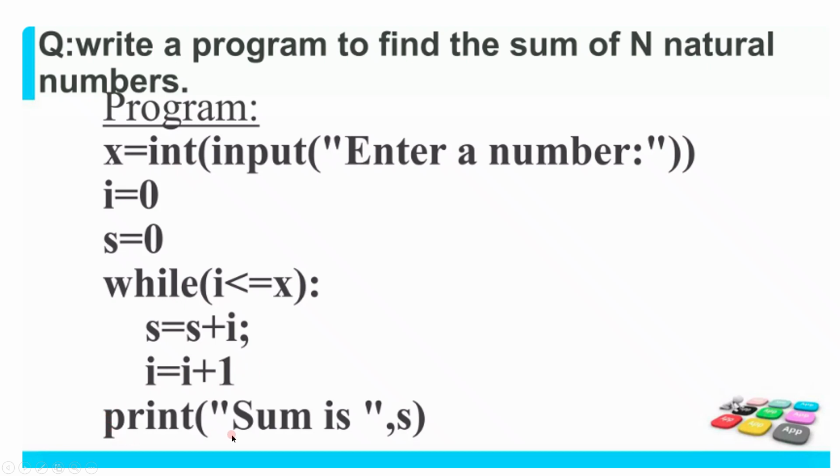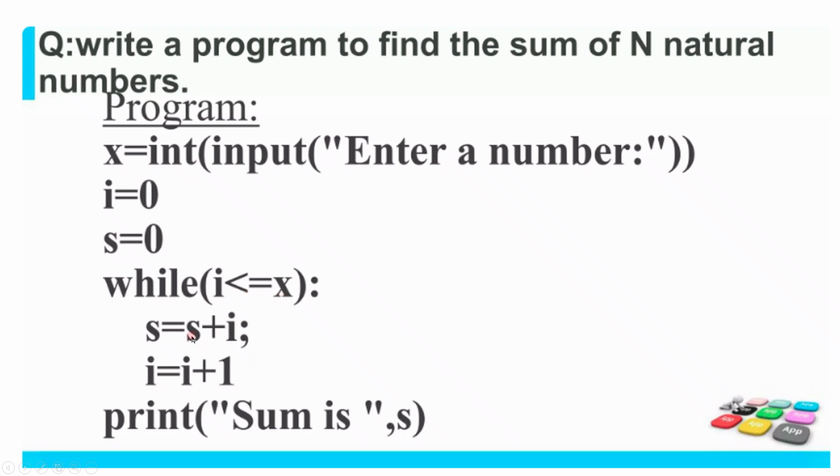Then you can see it is written print sum is s. This line will not be executed. Why? Because the value of i is right now 1, and this looping will continue to work until the condition is false. That means it will work as long as the value of i is less than or equal to x. We know that earlier the value of i was 0, it has been incremented, and now it becomes 1, and 1 is still less than x.